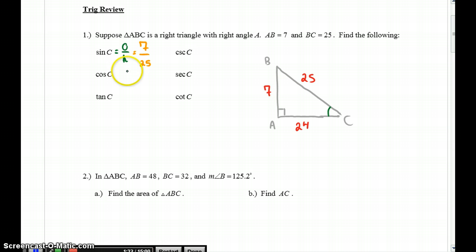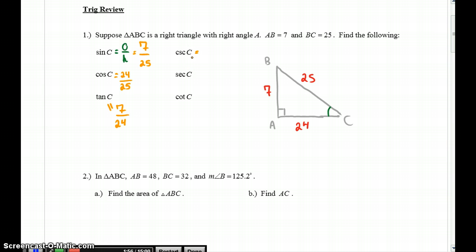Cosine is the adjacent over hypotenuse, which comes out to be 24 out of the hypotenuse 25. And tangent of C, that's the opposite, 7, out of the adjacent, 24.